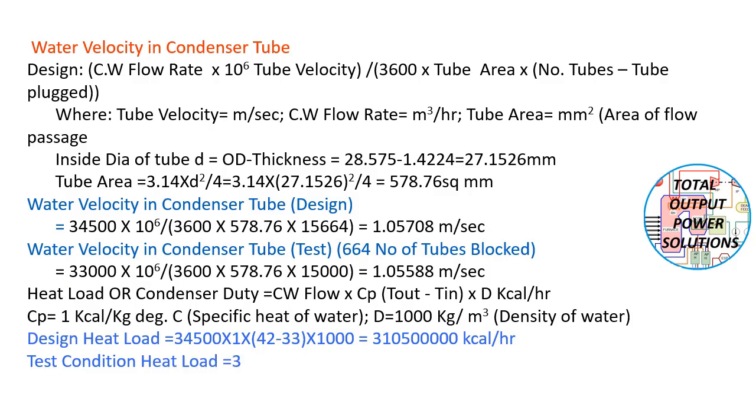Then we calculate the condenser duty, which is equal to CW flow into Cp into T out minus T in into D. The abbreviation Cp is the specific heat of water, that is 1 kilocalorie per kg per degree centigrade. D is equal to 1000 kg per meter cube, that is the density of water. So the design heat load, and you can calculate the test heat load also. You will see both calculations have been done, the design and the test condition heat load.